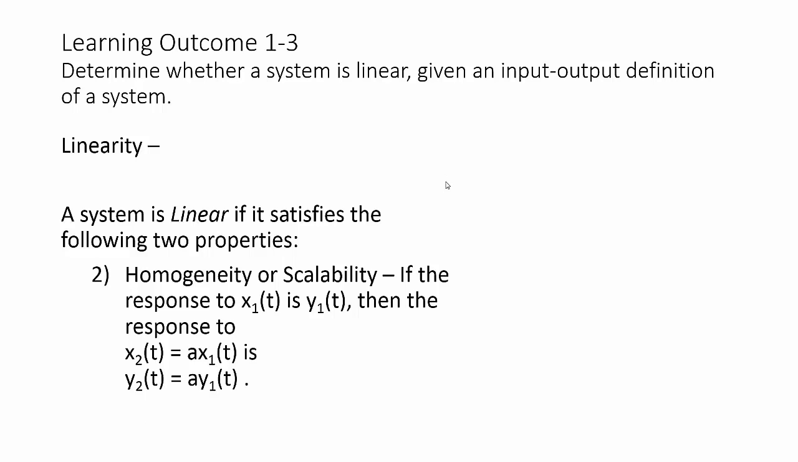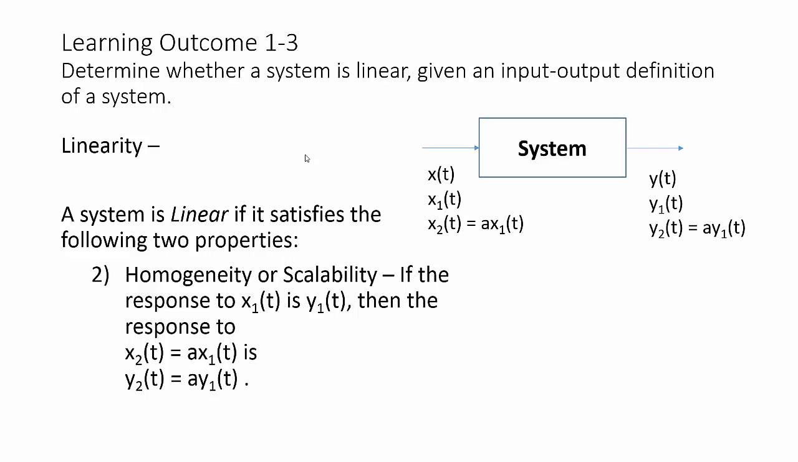For the subproperty homogeneity or scalability, here we're looking at our system, again with our x's and y's, but now our x2, which produces our y2, is a scaled version of this original x1, and that needs to produce a y2, which is a scaled version of the y1, the same scale factor a.